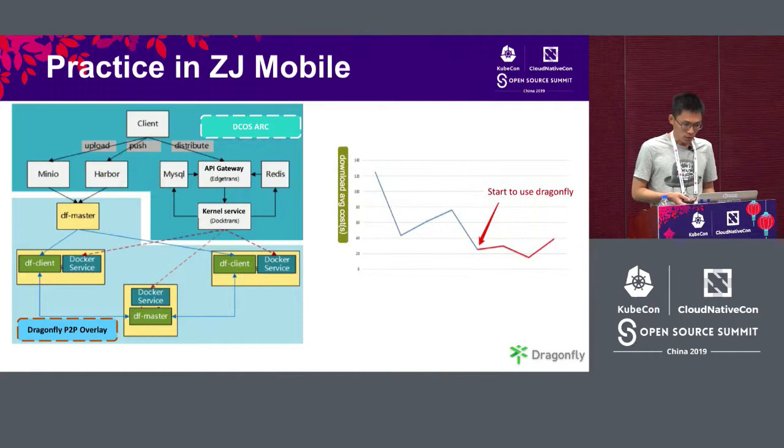And this is their data comparison. The blue one is the average deploy time, and the red one is after the use of Dragonfly. Clearly you can see that after using Dragonfly, the application deployment time is largely reduced. I think the efficiency improved by 3 times.